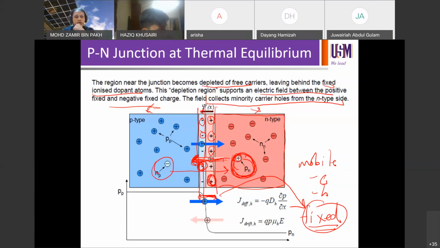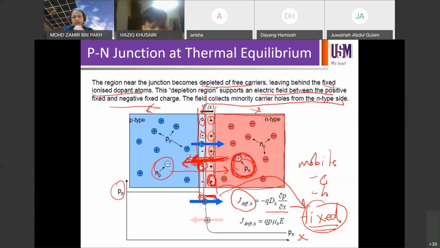So here you can see that if you want to plot again the p against the distance, you're going to see two different currents due to hole. The first one is the diffusion current that we discussed in the previous page, given by negative QD dp/dx. The second current is given by this withdrawal, or attraction, of the minority carrier hole in n-type to cross the junction to go into p-type.